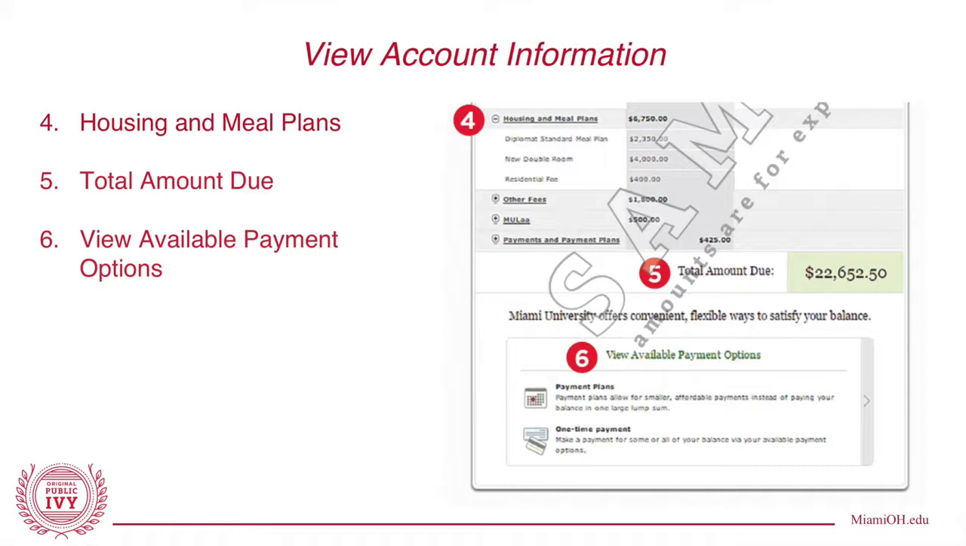In order to make a payment or set up a payment plan, students need to select Box 6. If students have a credit on their account, it will be reflected in parentheses in the total amount due.